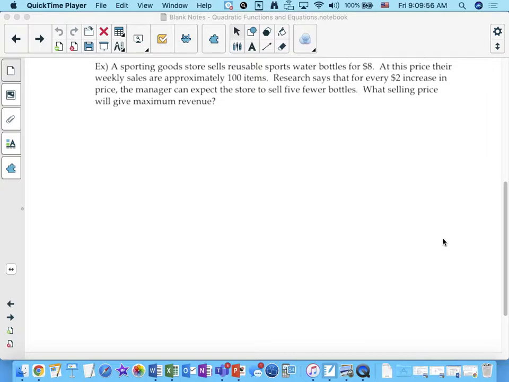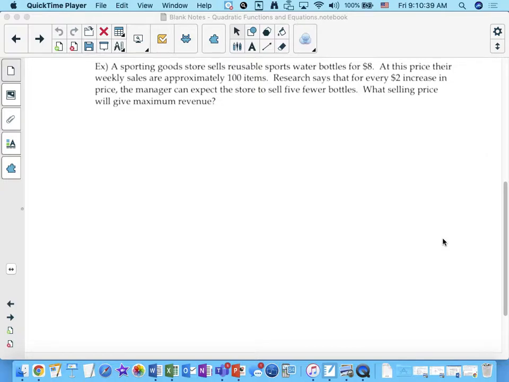Okay? Because a lot of applications deal with a maximization or a minimization, where we're trying to maximize something or trying to minimize something. Okay, so we're gonna go through a couple of examples of that, and here's the first one. A sporting goods store sells reusable sports water bottles for $8. At this price, their weekly sales are approximately 100 items. Research says that for every $2 increase in the price, the manager can expect the store to sell 5 fewer bottles. What selling price will give maximum revenue?